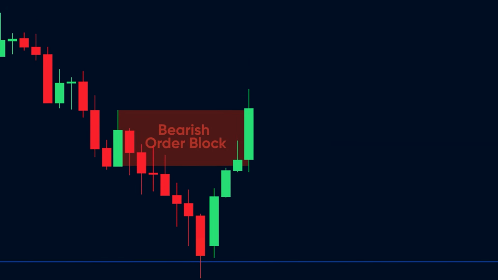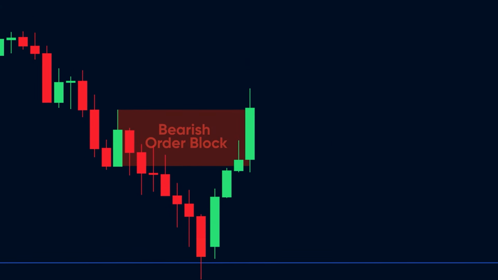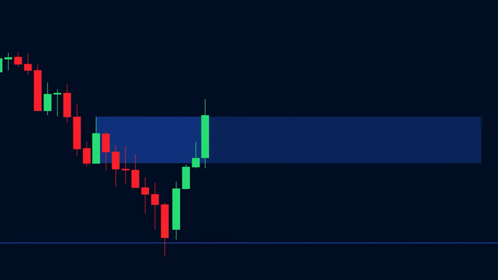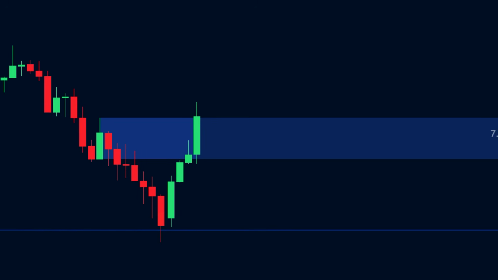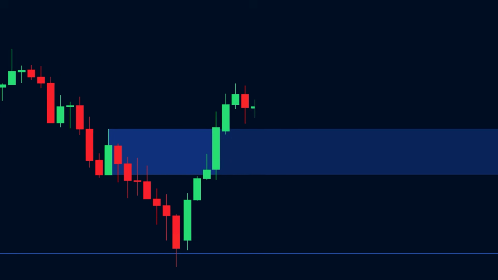And at the high of the move that caused the sweep, you'll see a bearish order block get broken. That broken order block is now a bullish breaker block. But you don't enter yet. This is where most traders mess up. They see the reversal and jump in immediately. Don't do that. Wait for the retest.